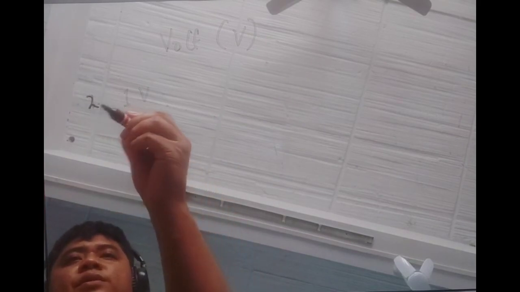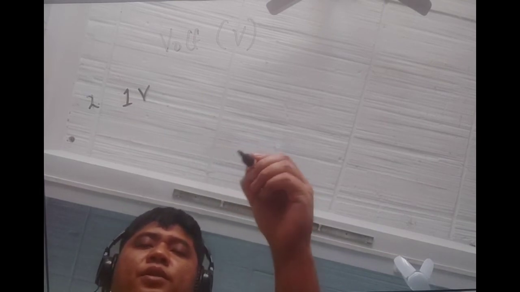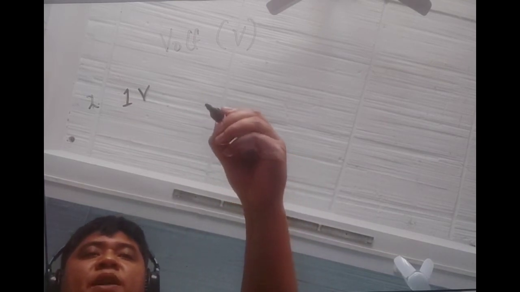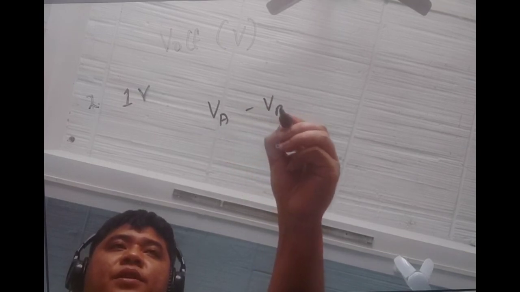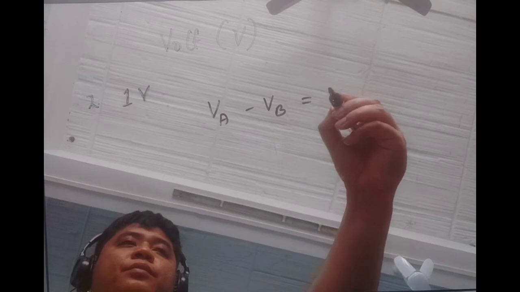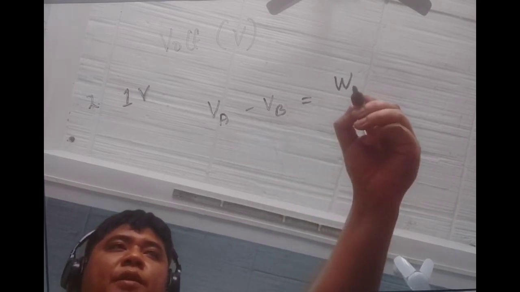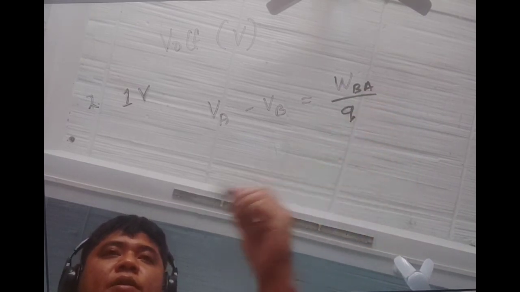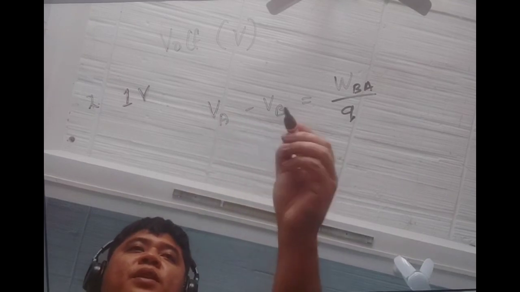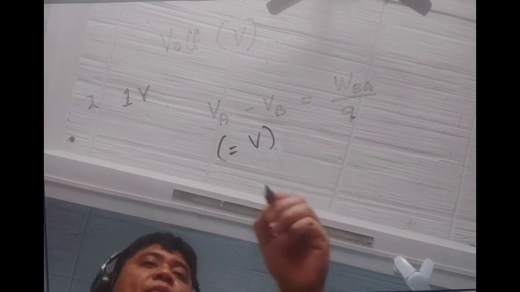It may also be potential difference. If we want to say 1 volt of potential difference, we have to consider 2 points. By definition, potential difference between 2 points VA minus VB is equal to work done in moving a charge from B to A, work done per charge. This VA minus VB is also denoted as V. They have the same expression.